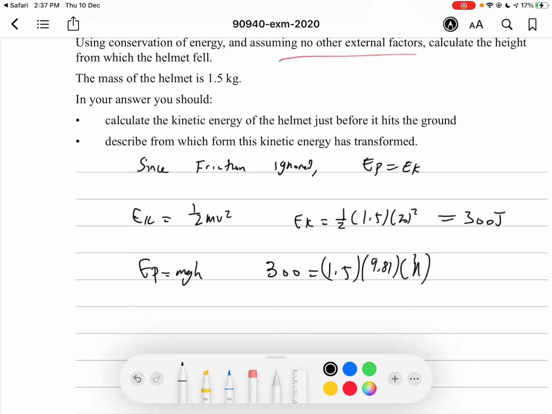So 300 divided by 1... Oh, why am I using 9.81 again? Sorry, getting too used to doing level 3. Okay, so divided by 1.5, divided by 10. So height equals 20 meters.